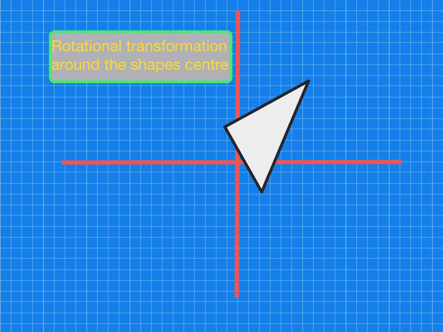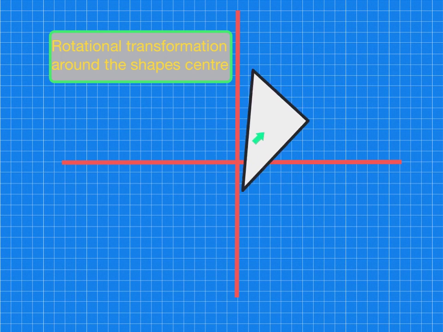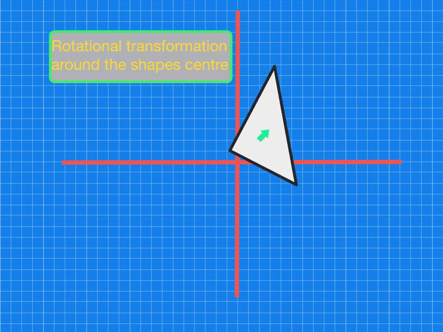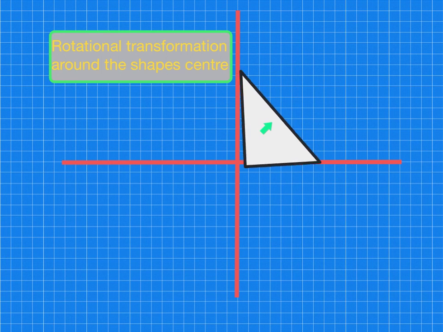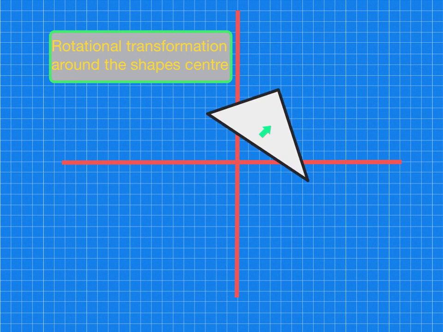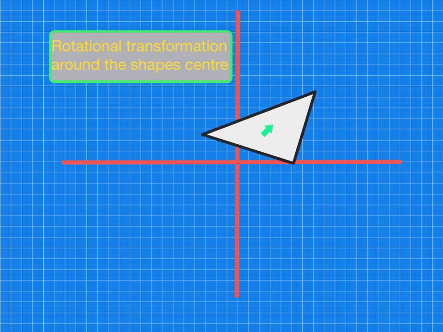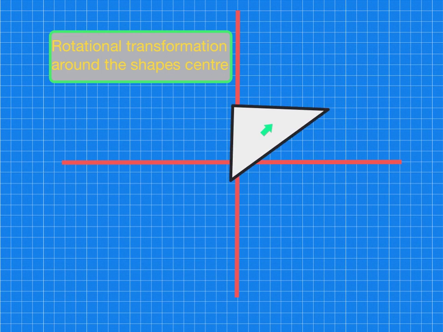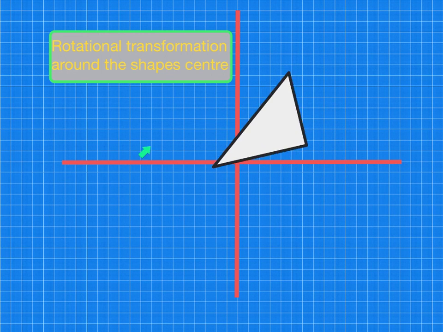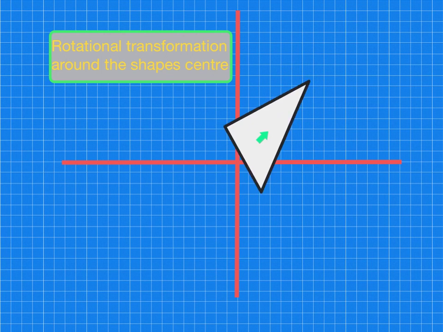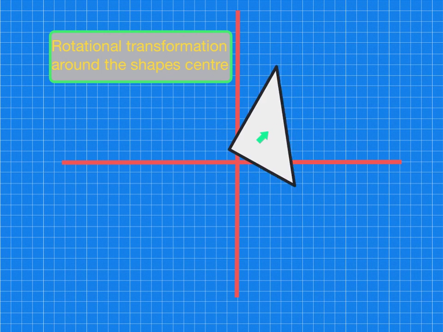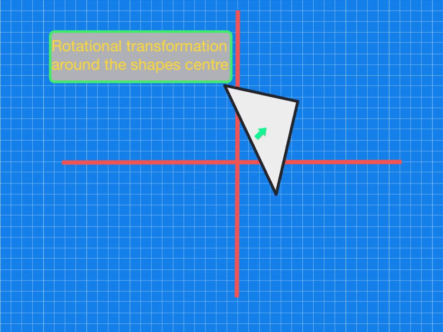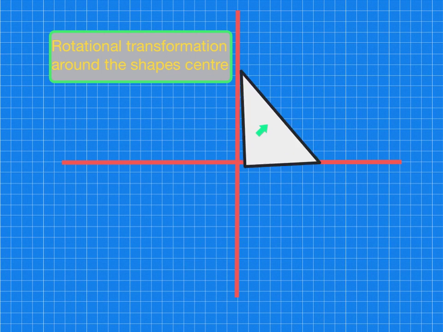Here I've set my rotational symmetry to be the center of my triangle. As it spins around the center of the triangle, it doesn't really move position. So the center stays the same, and the triangle is spinning around its center. So it's not moving around the axis here, it's spinning on one point. That's rotational symmetry around the center of a shape. You can count it going around.